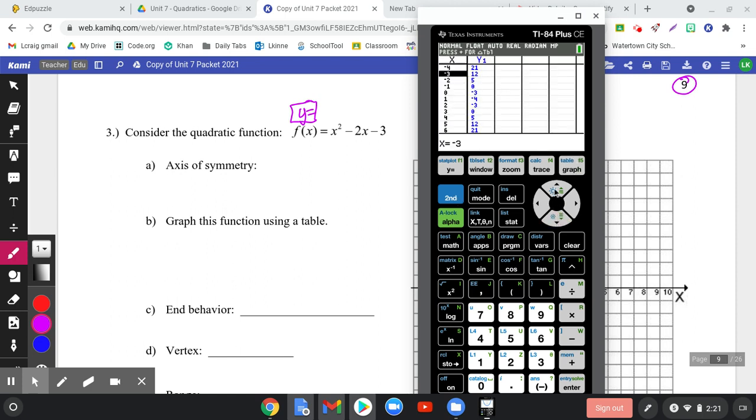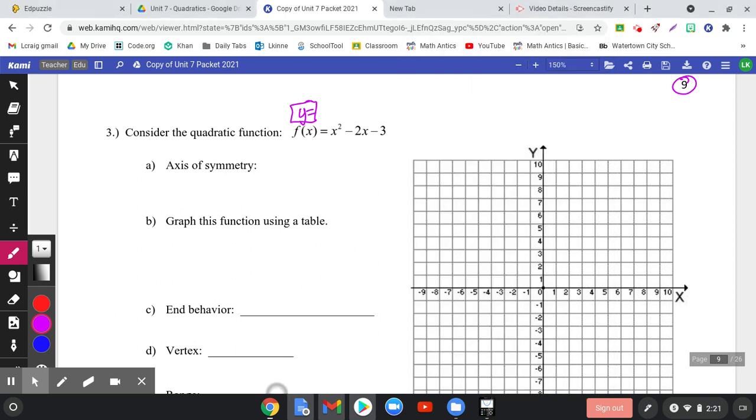And remember, you want to scroll up or down until you see something like this repeating. See how it goes 12, 5, 0, negative 3, negative 4, and then back to negative 3. So everything has a match except that one negative 4. So that's your vertex. That's going to go in the center of your table.